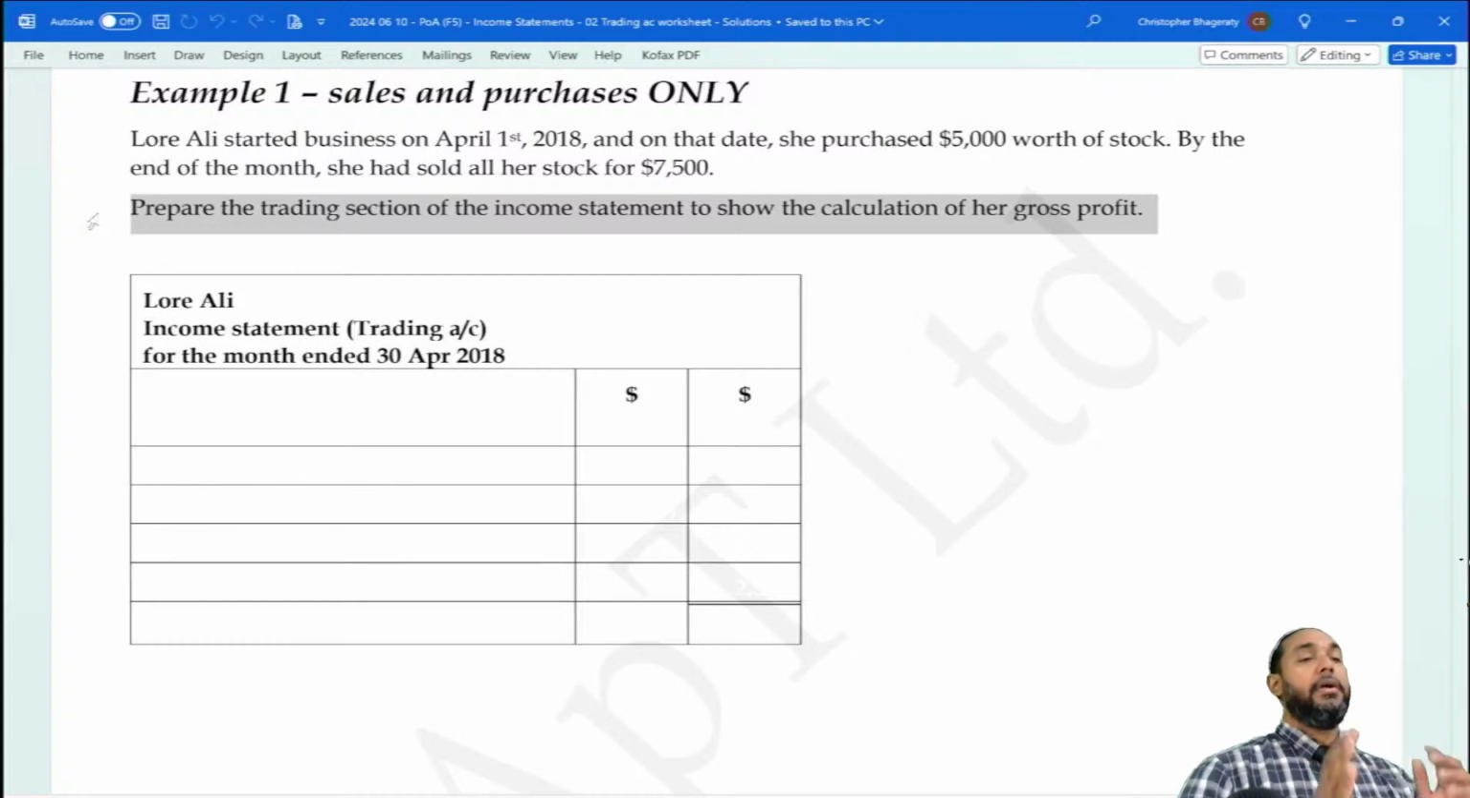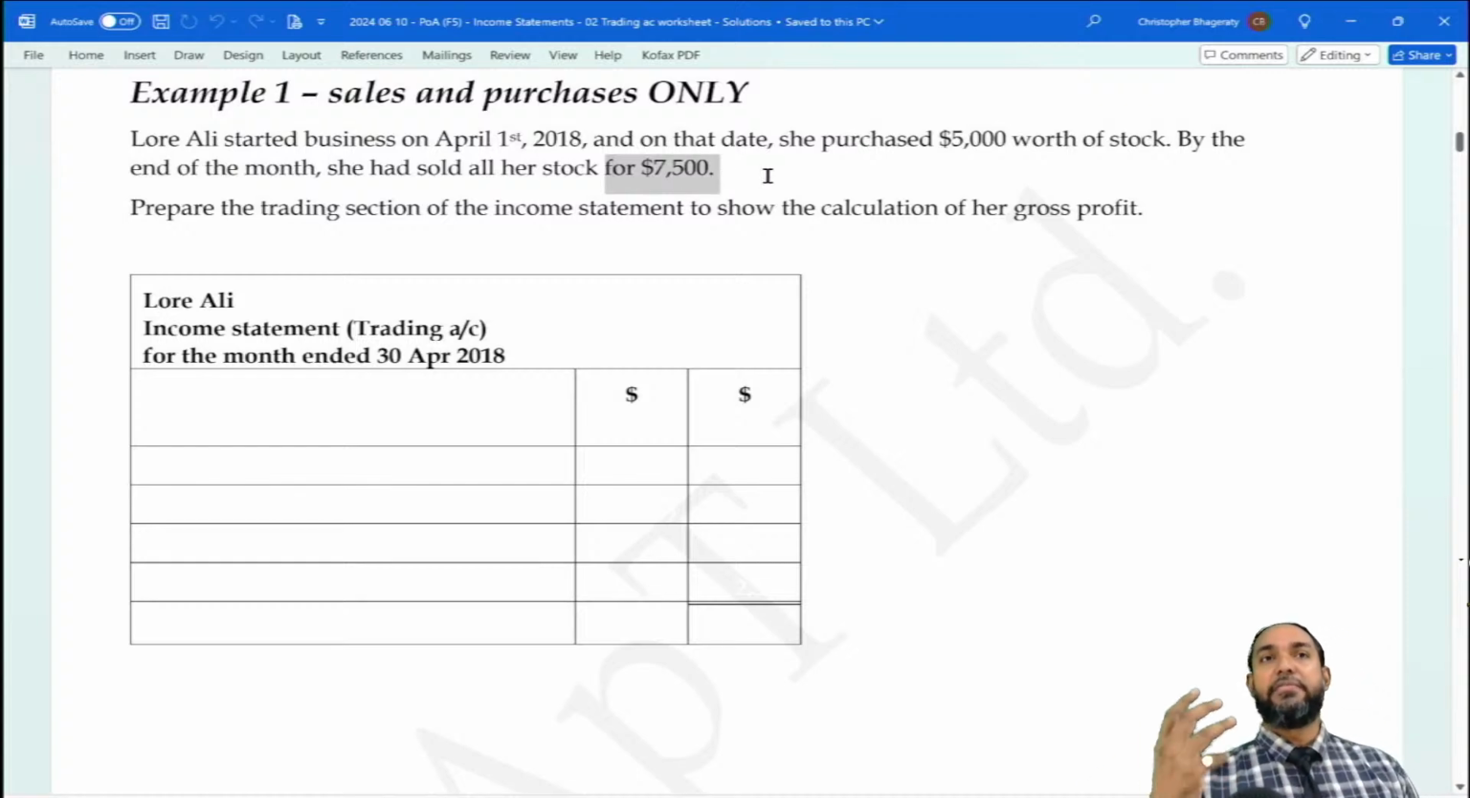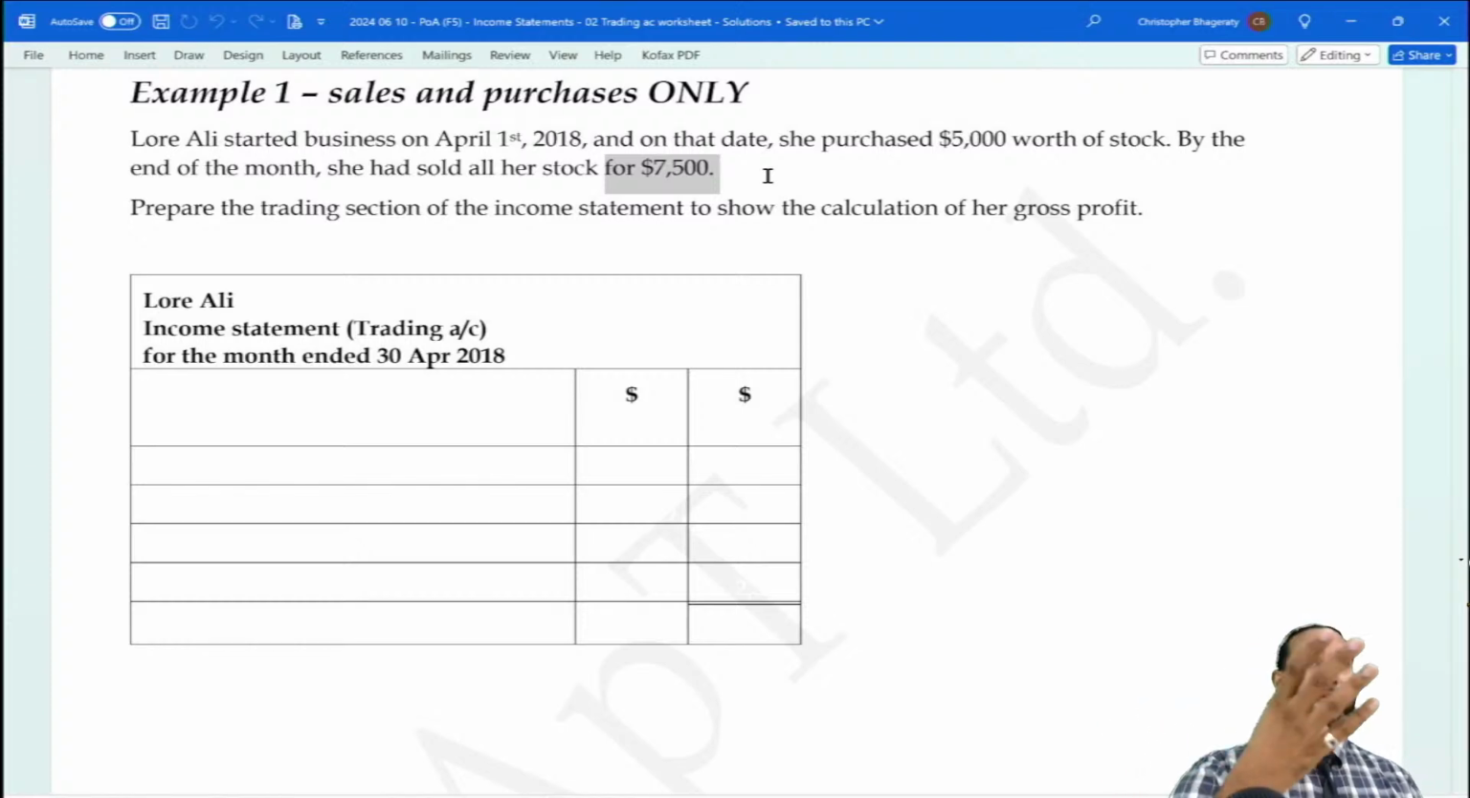Right? So if she bought 5,000 worth of something and sold all for 7,500, do you think she made a profit or a loss? A profit. And how would you find out the value of the profit? Right. So you find the difference, 7,500 minus 5,000. So now we know how to do that in regular maths, perfectly fine.